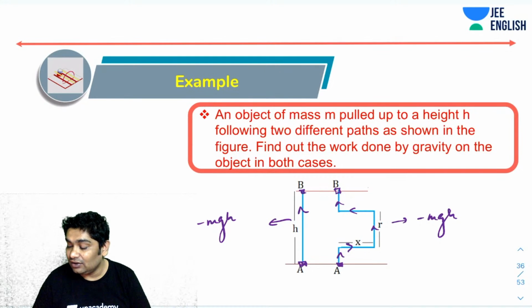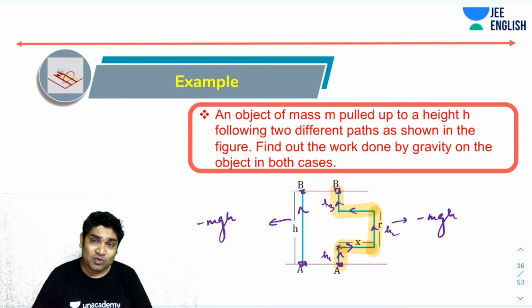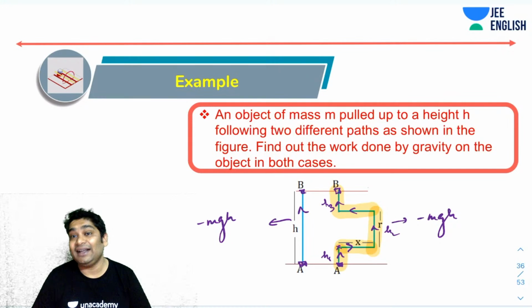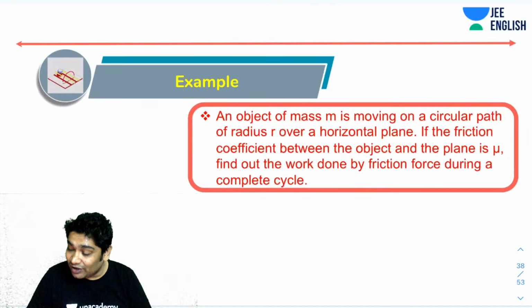If this is h1, this is h2 and this is h3, you will realize that from A to here, the work done by gravity would have been minus mgh1. From here to here, it would have been zero. Why? The force of gravity would have been perpendicular to the displacement. From here to here, it would have been minus mgh2. From here to here, again zero. Here to here, minus mgh3. So when you add all the works, what you get is minus mg(h1 plus h2 plus h3), and h1 plus h2 plus h3 is nothing but h. So the work done by the force of gravity is independent of the path, and hence it is a conservative force.